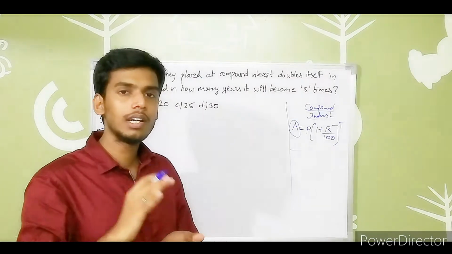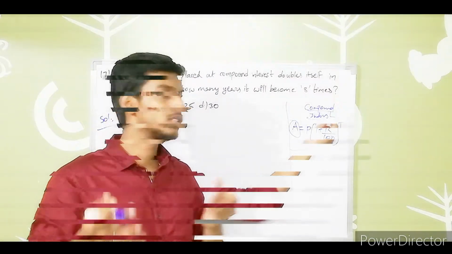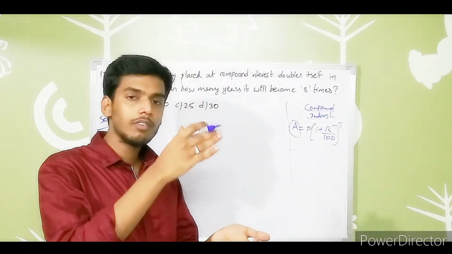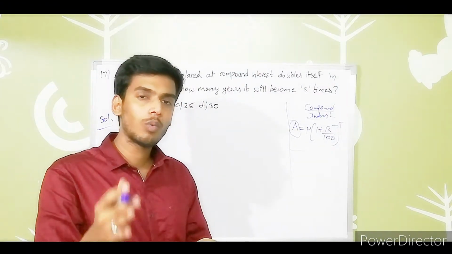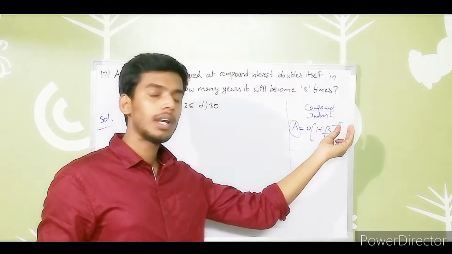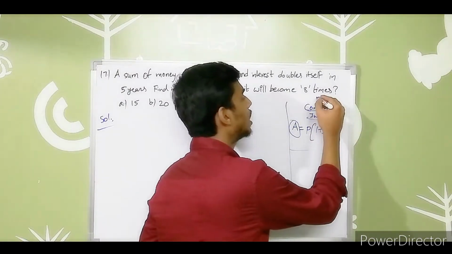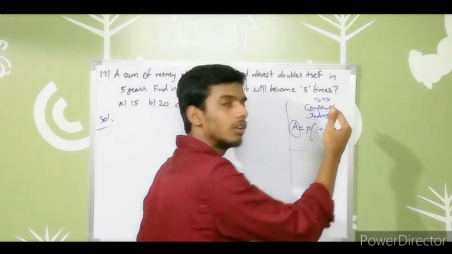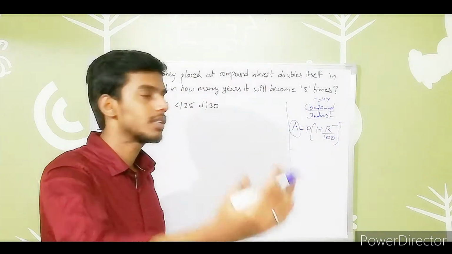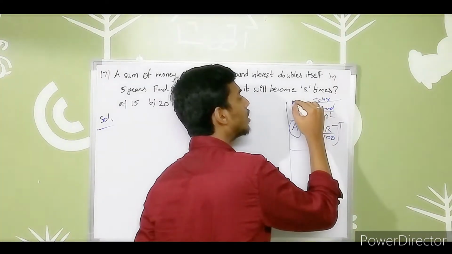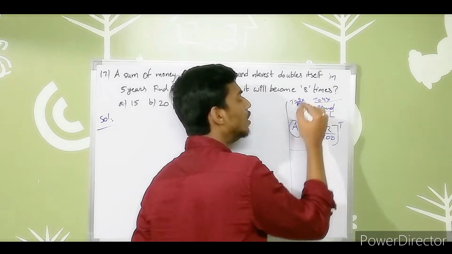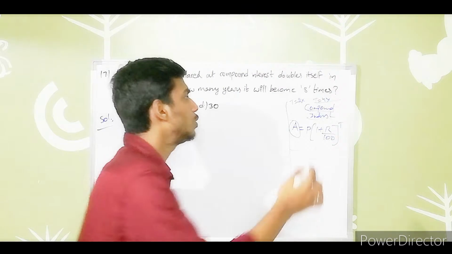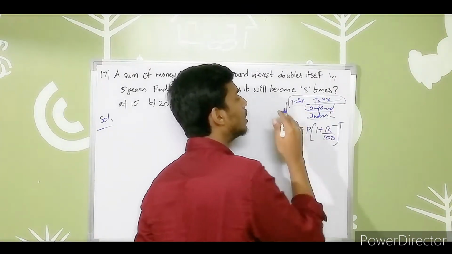If they give the years directly, that means 2 years, 3 years, we can substitute directly, there is no problem. Suppose they give half yearly or quarterly. If they give quarterly, that means T equals 4 into the number of years. We have to multiply. Similarly, for half yearly, it means 2 into the number of years, like that for the total years of compound interest we have to multiply. So by this we can get the T value.